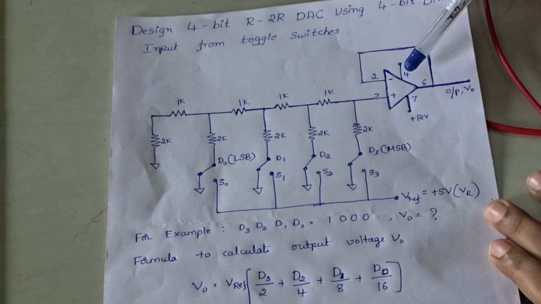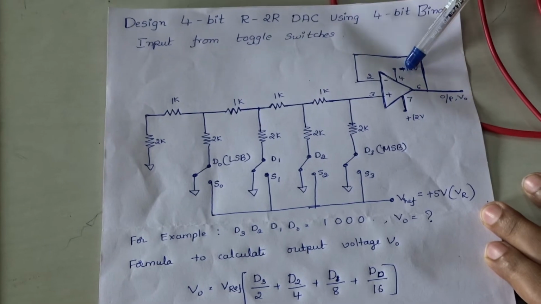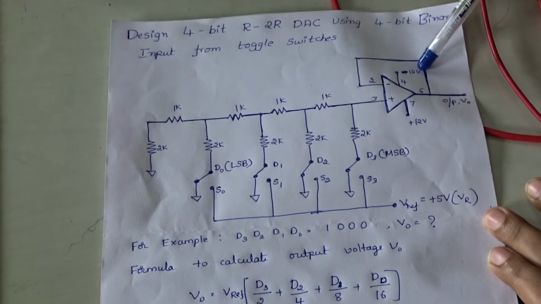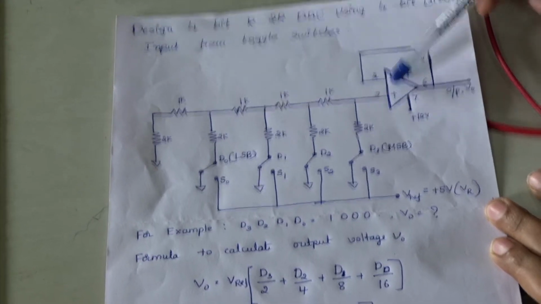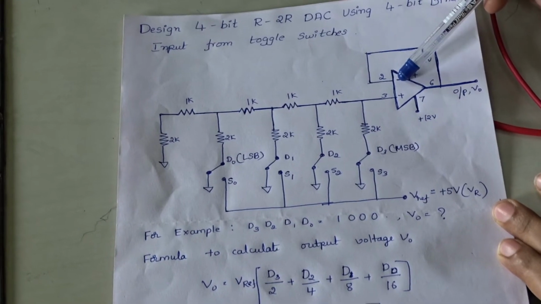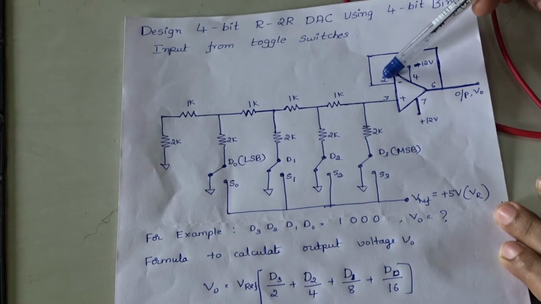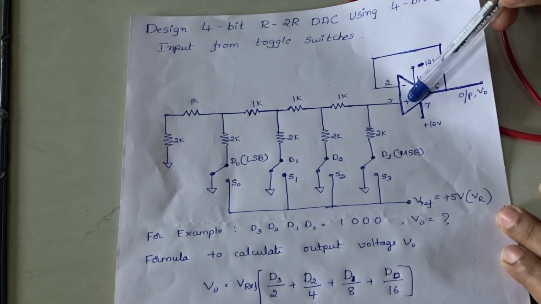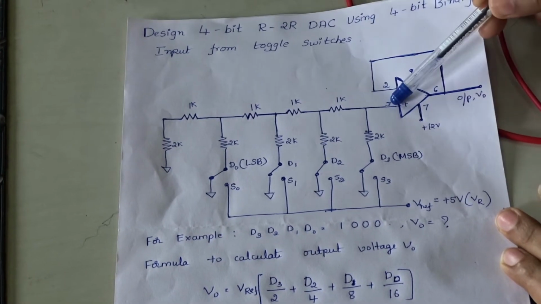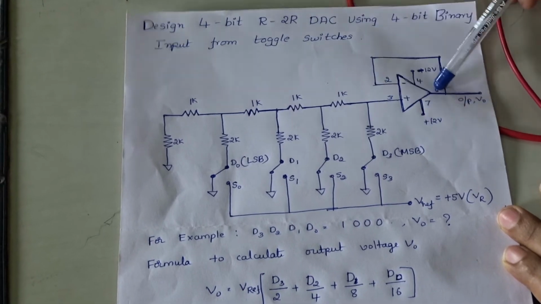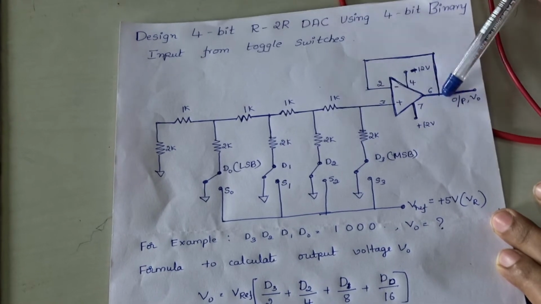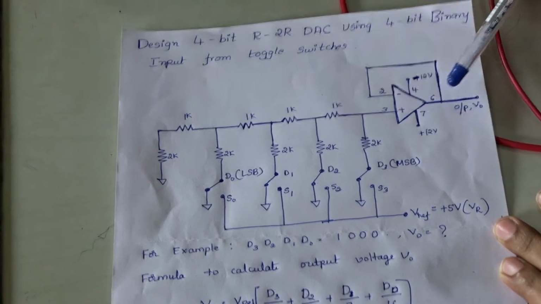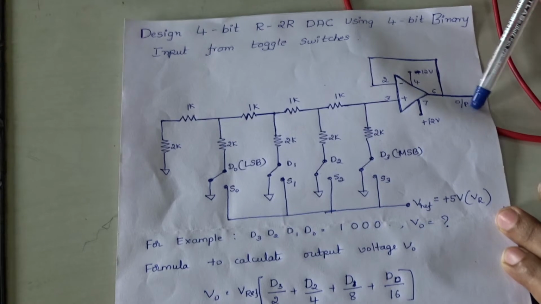Out of the 8 pins, the 4th pin is connected to minus VCC, that is minus 12 volt, and the 7th pin is connected to plus 12 volt. There are 2 input terminals: the inverting terminal, that is minus, is assigned to the 2nd pin, and plus is the non-inverting terminal, which is assigned to the 3rd pin. Since it is a voltage follower, the inverting terminal is directly connected to the output terminal, the 6th pin. Okay, so from the 6th pin we are observing the output.